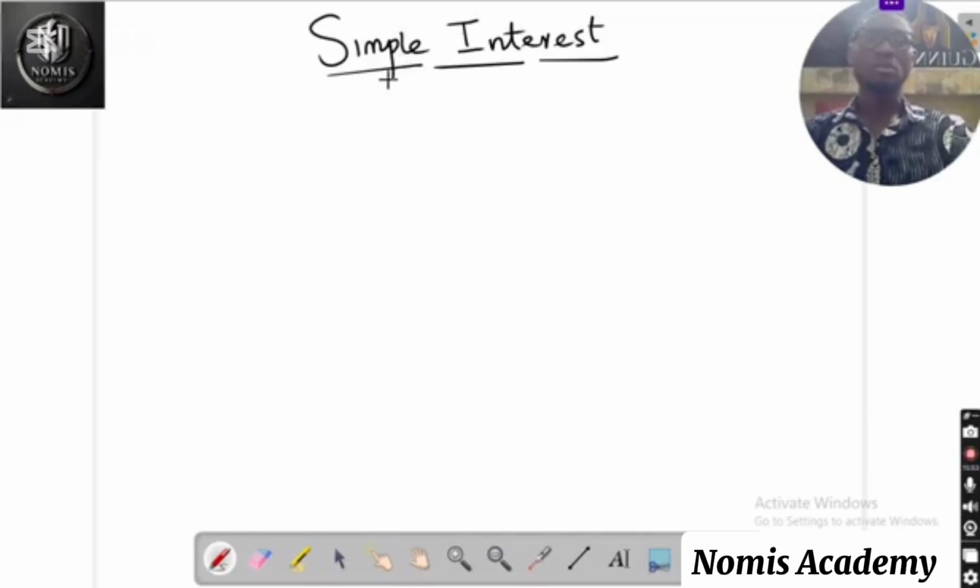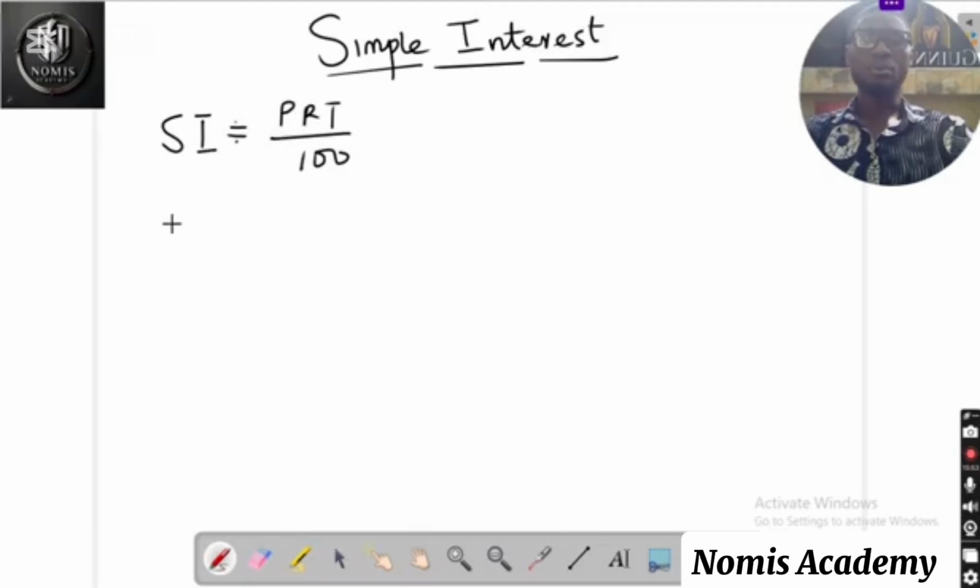So to deal with these parameters that I mentioned in the definition of interest, we start by learning the formula for simple interest. So the formula for simple interest, let me abbreviate it by saying SI, simple interest, is equal to PRT over 100. Now, what do I mean by P?